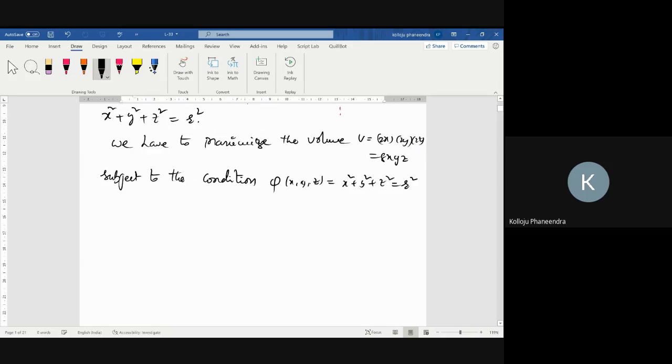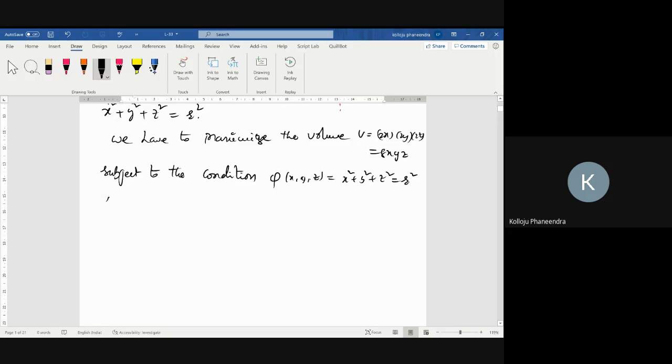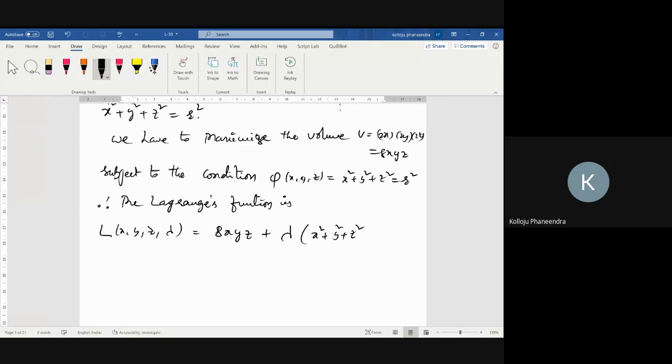Therefore, the Lagrange's function is L(x, y, z, lambda). Only one condition is here. So the function is 8xyz plus lambda into the given condition, x square plus y square plus z square minus r square.